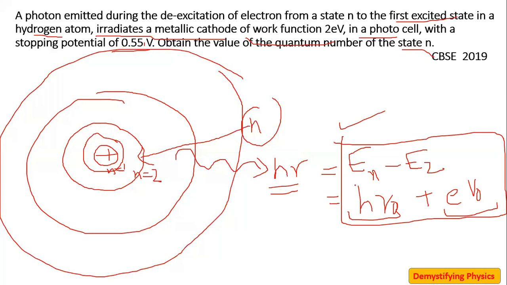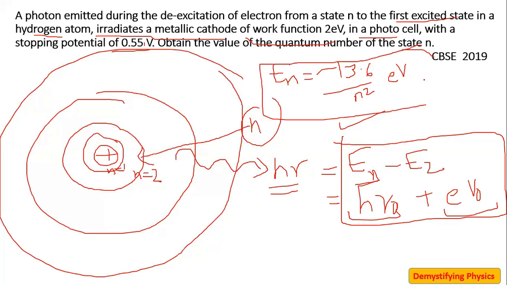You know what is the energy of the electron in the nth state? We have done this formula. It is minus 13.6 by n square electron volt. We have done this for hydrogen. This is the energy of the electron in the nth state. So use this formula and find out the value of n. Let us see the solution here.